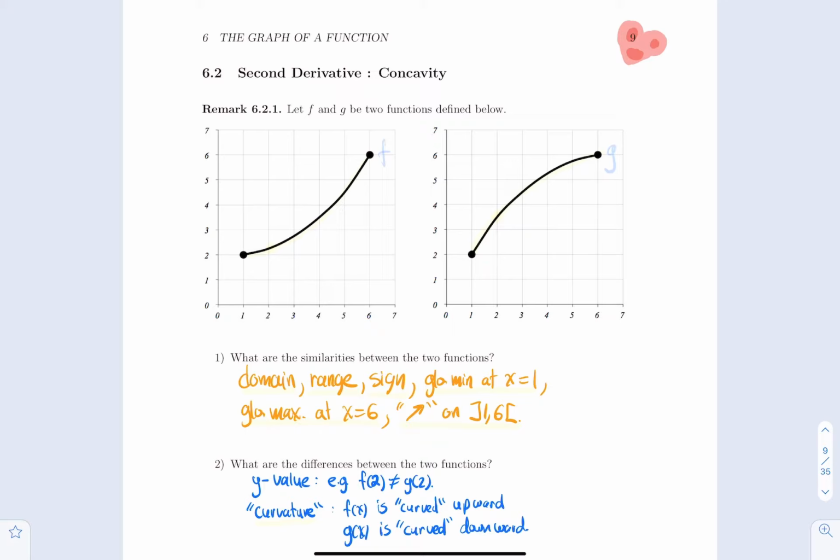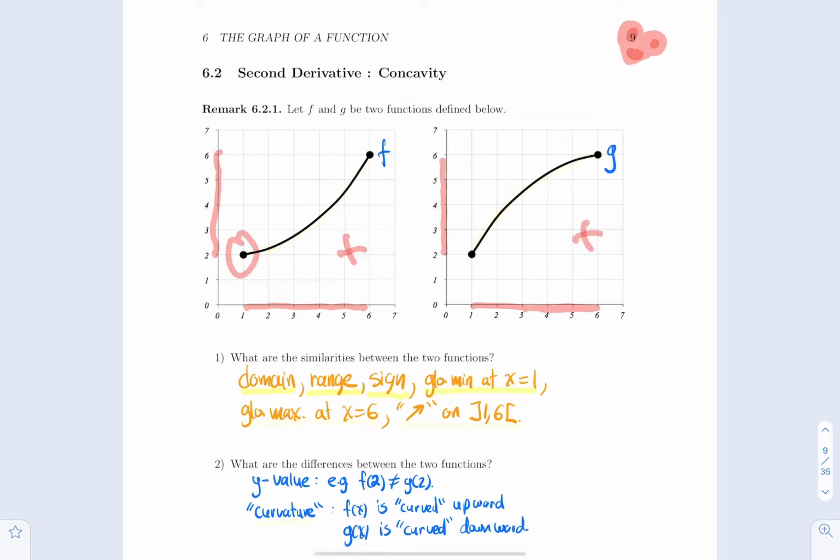So I have two functions. The first one is called f, the second one is called g. And the first thing I'm asking you is to tell me what's similar between these two functions. Well, both functions have the same domain. They're both defined from 1 to 6 inclusively. They have the same range between 2 and 6. They have the same sign. They're strictly positive.